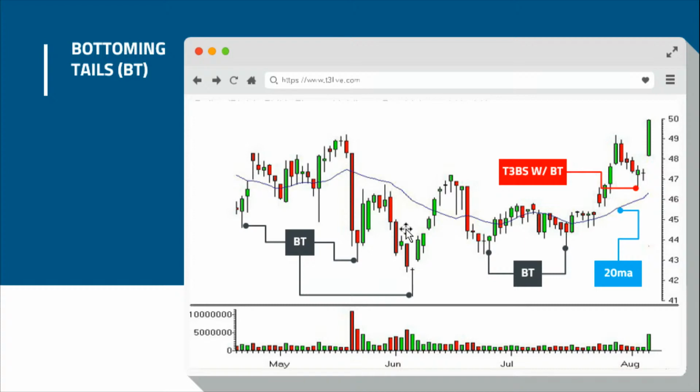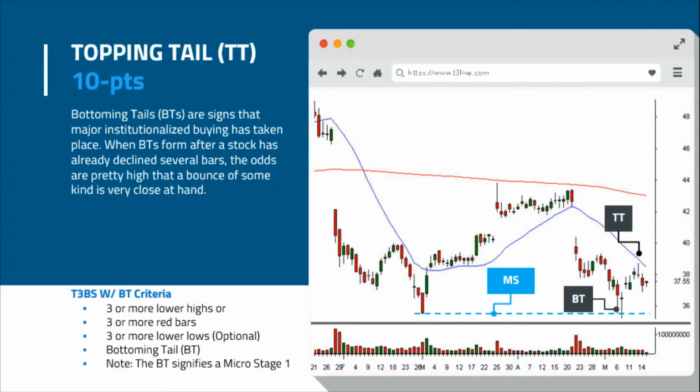Again, we are not looking for just any kind of tail. We're looking for a bar where the tail makes up 50% of the size. So for example, this bar doesn't qualify as a bottoming tail. These bars do qualify as bottoming tails, right? The ones that are marked. The one that we like is the one that comes on a setup, such as this one. Okay, that's a bottoming tail.